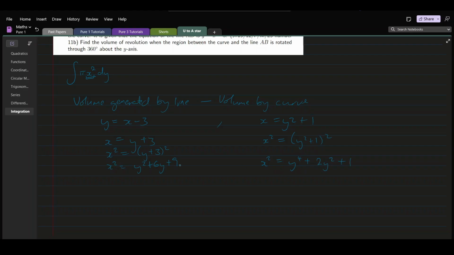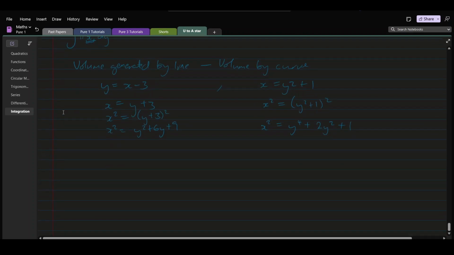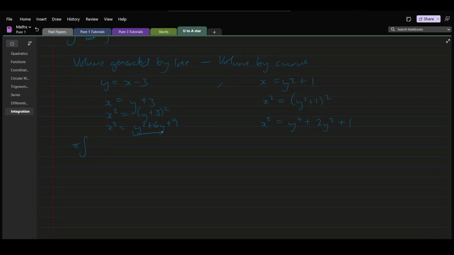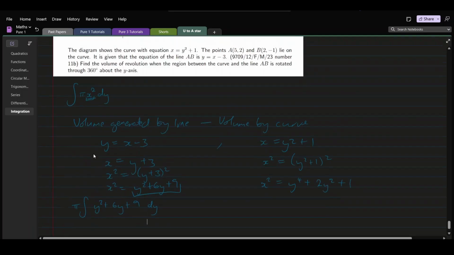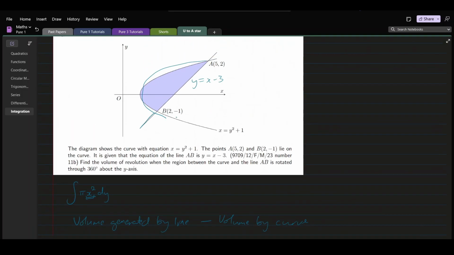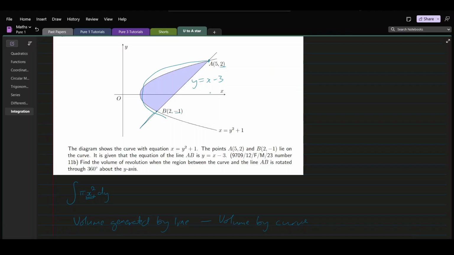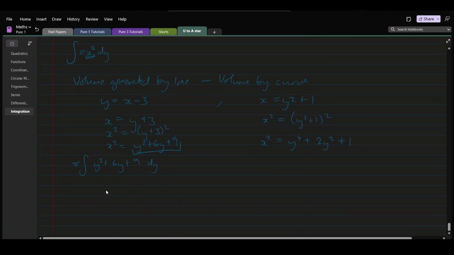Okay, and now we can use the formula and say the integral. We're going to bring the pi outside, so it's pi the integral of x squared. In this case, x squared is what? y squared plus 6y plus 9. This is with respect to y. And our limits will be the y coordinates. Since it's with respect to y, we're using the y coordinates of our points of intersection A and B. So that's from -1 to 2. So we're integrating from -1 to 2.